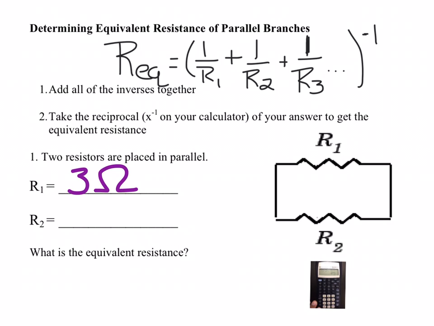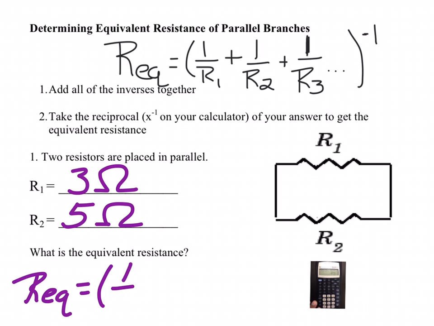So let's say that R1 is 3 ohms and R2 is 5 ohms. Again, I'm just pulling those numbers up. They could be any different value that we're looking at. So if I go to set that equation up, it would look something like this. Equivalent resistance is 1 over 3 plus 1 over 5, all to the negative 1.